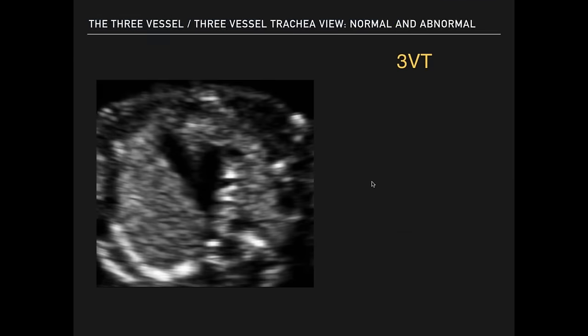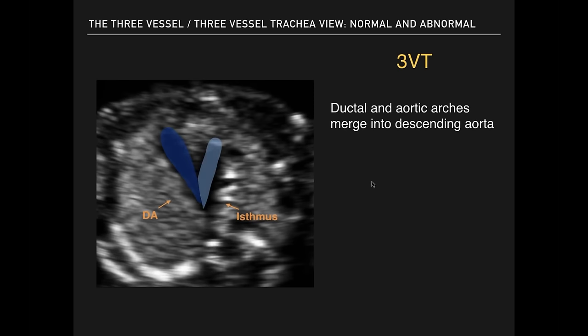So moving a few millimeters from the three vessel view and slightly oblique, we move into the three vessel trachea view. So looking at the structures, here you could see the ductal and aortic arches merge into the descending aorta. So this is actually what forms the V configuration or V shape. The orientation of the aorta and ductal arches being left to the trachea define them as both the left ductal arch and left aortic arch.